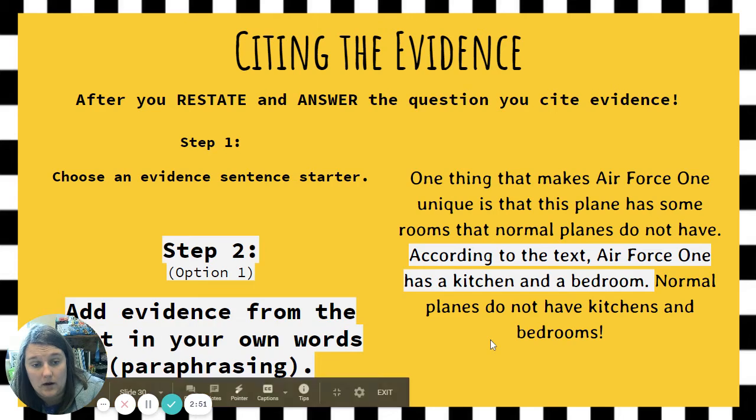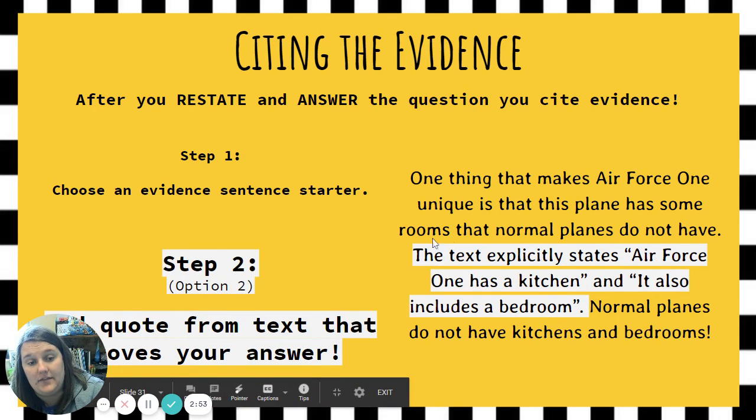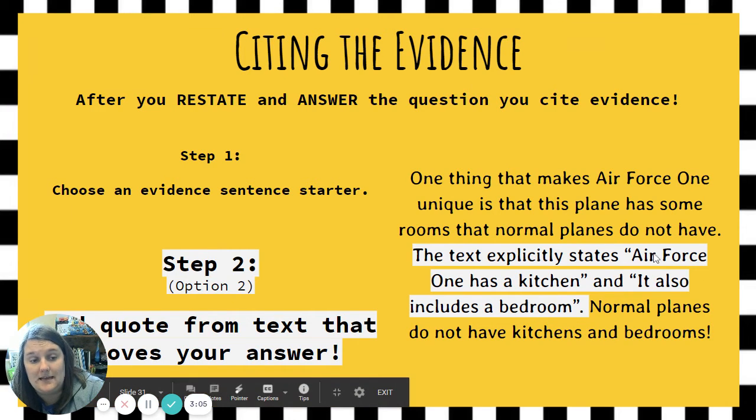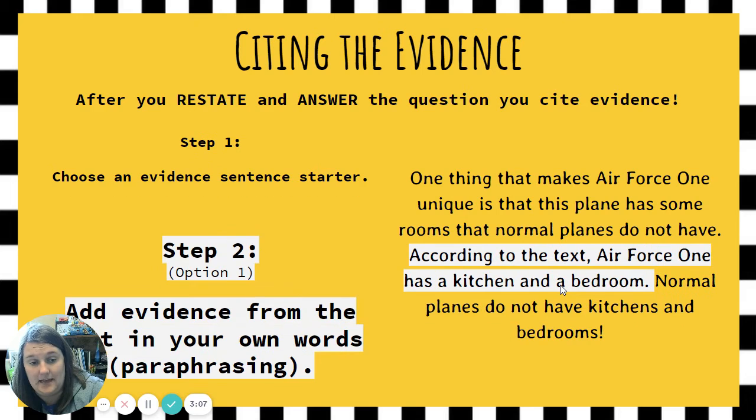You can do that, or you can choose to have the evidence sentence starter. So here I use the text explicitly states, and then I would just add a quote from the text. Air Force One has a kitchen and it also includes a bedroom. See how there I have a quote from the text. In that first option, I didn't. I just put it into my own words. That's called paraphrasing.